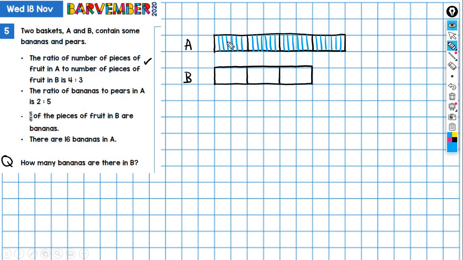I obviously could shade 2 bananas, 5 pears, 2 bananas, 5 pears, but what I'm going to do is bunch all the bananas together. So 2, 4, 6, 8 parts represent bananas. All right, so there we go.